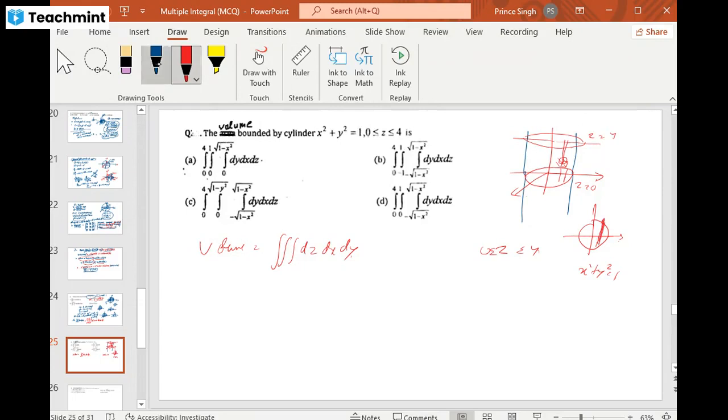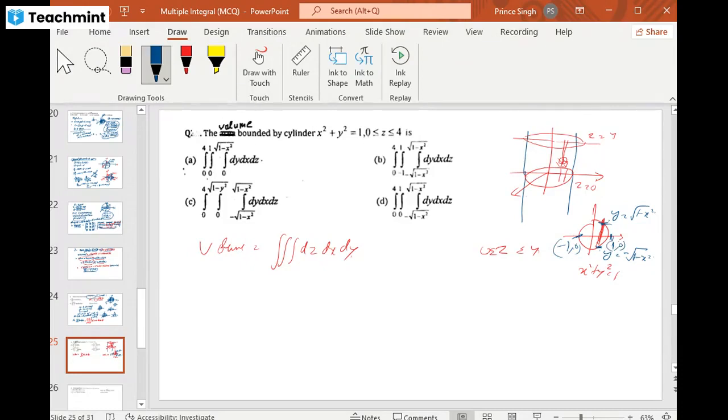So the limit of y starts from the circle and ends at the circle. What is the value of y here? Below the x-axis, the value of y is negative, so it is minus square root of 1 minus x square, to plus square root of 1 minus x square. Y varies from curve to curve, that is circle to circle, and the value of x varies from boundary to boundary. Because the radius of the circle is 1, the coordinates are minus 1, 0 and 1, 0. So the boundary is minus 1 to 1.